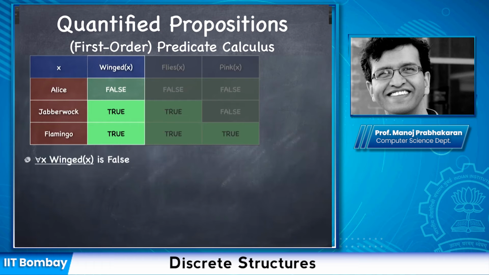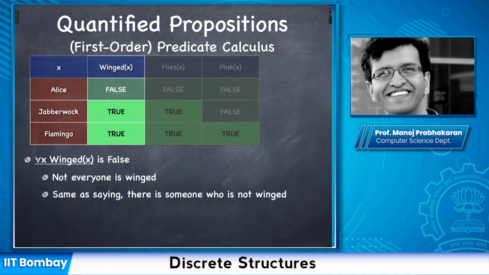So let's take the proposition that we just saw, for all x W(x), which just happens to be false. So why is it false? Well, what is it saying? For all x W(x) is saying everyone is winged, and the fact that it is false is saying not everyone is winged. And that's the same as saying there is someone who is not winged, right? It's not the case that everyone is winged. It's the same as saying there is someone who is not winged.